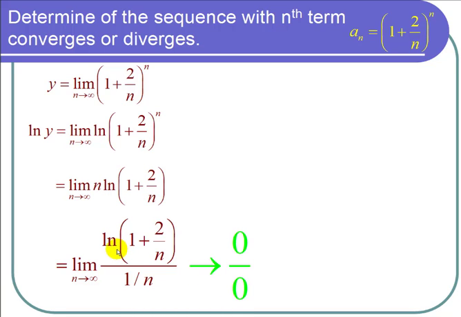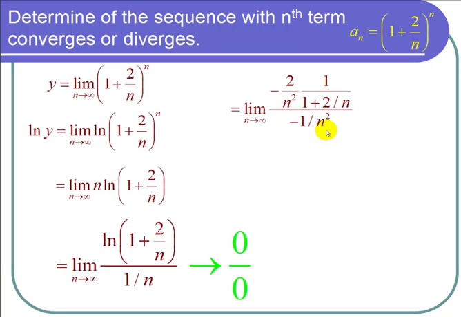So let's do that. I need to take the derivative of the natural log of 1 plus 2 over n, and then I need to take the derivative of 1 over n. So to find the derivative of the numerator, I use a chain rule. The derivative of the inside, derivative of 1, is just 0, and the derivative of 2 over n is negative 2 over n squared. So there's my negative 2 over n squared. And then I take the derivative of the natural log function, and the natural log brings the inside into a denominator. And the derivative of 1 over n is negative 1 over n squared.